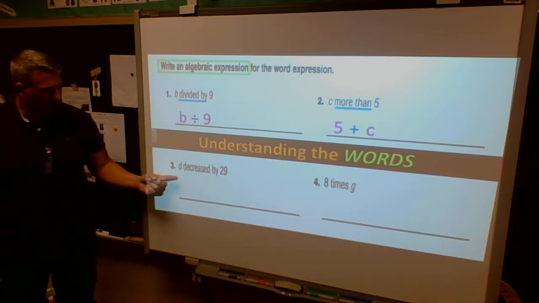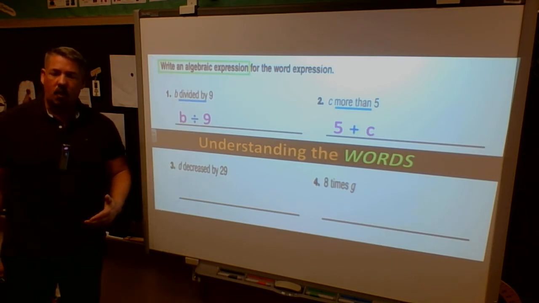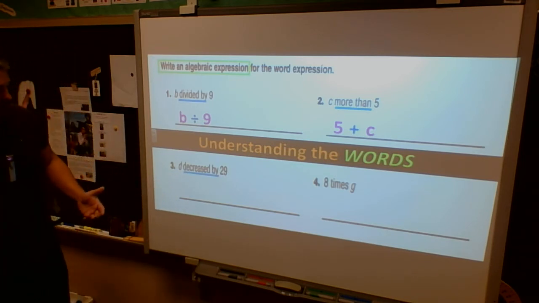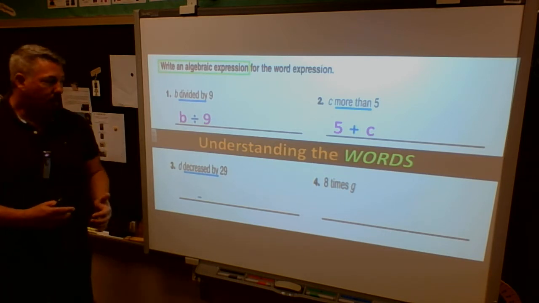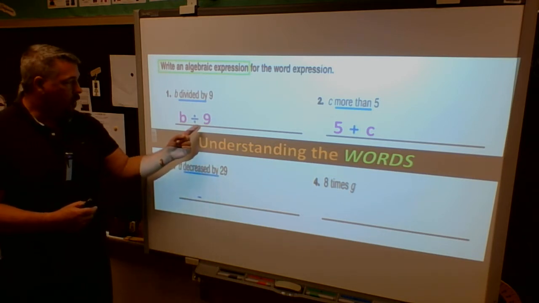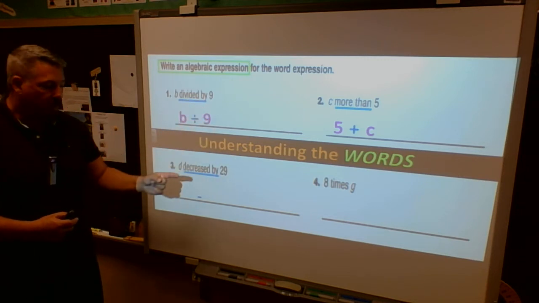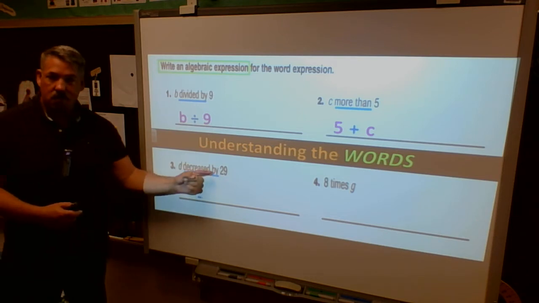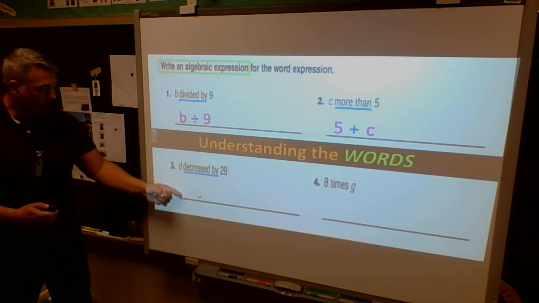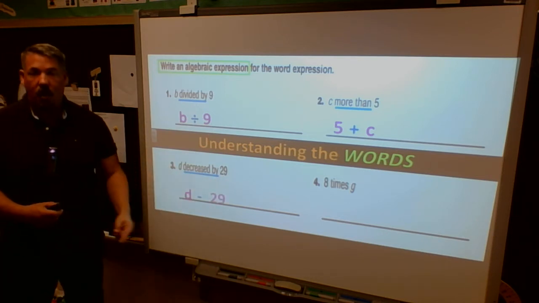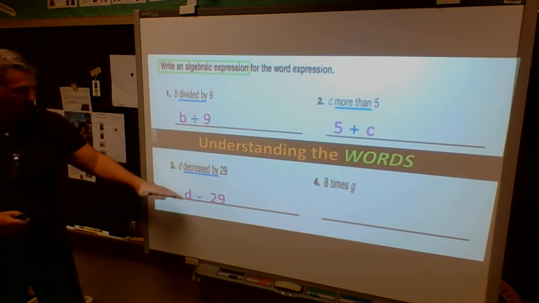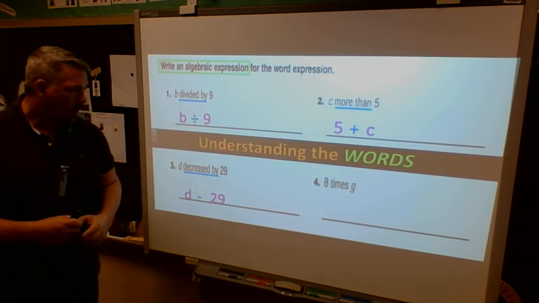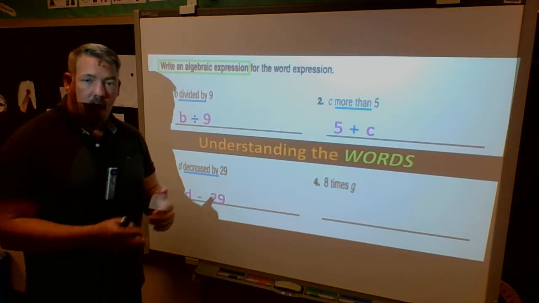How about 3? 3 decreased by. Well, decrease, that means subtraction. So I know I'm going to subtract for this answer, but how I'm writing it is important. In the same way that the by tells me where to put the 9 on the division, it also tells me where to put the 29 on subtraction. It has to be the second number. So I have to start with D, and I have to subtract 29 from it. That is my answer. And then on 4, I have 8 times G.